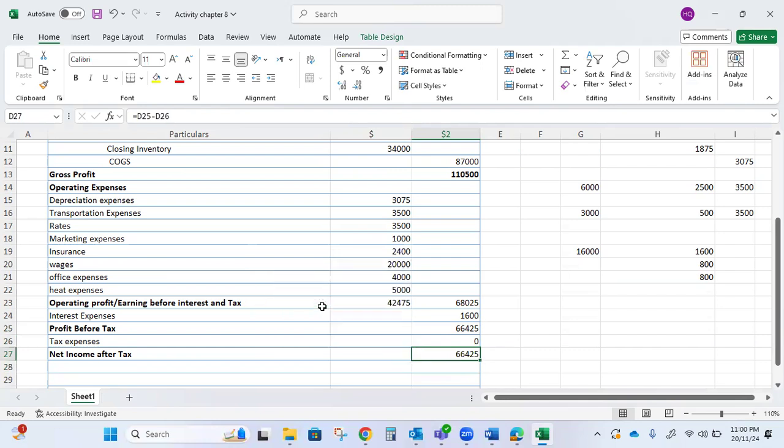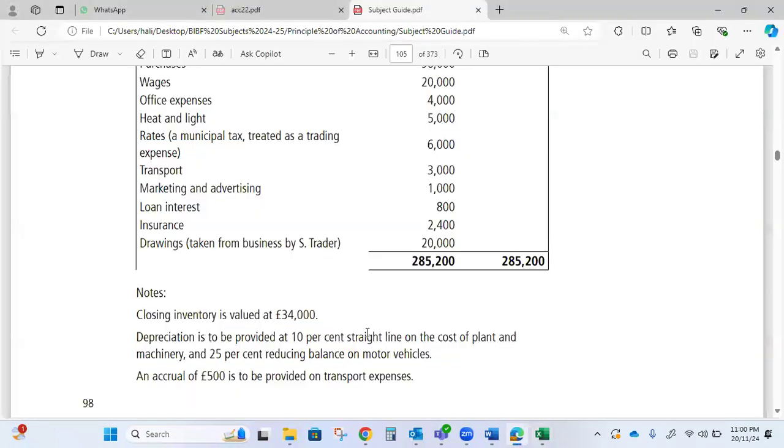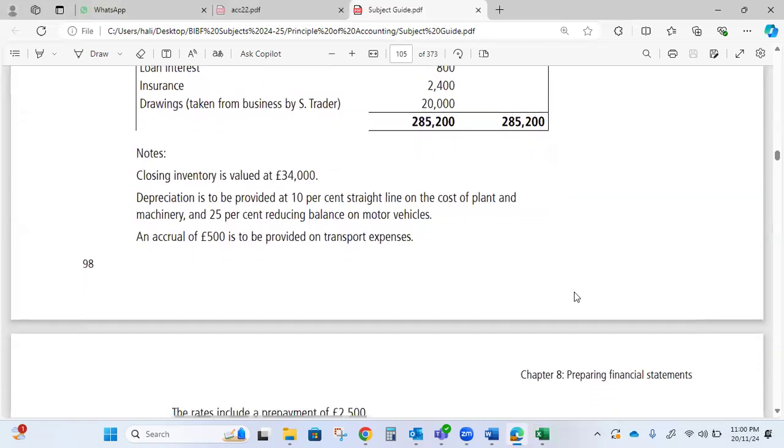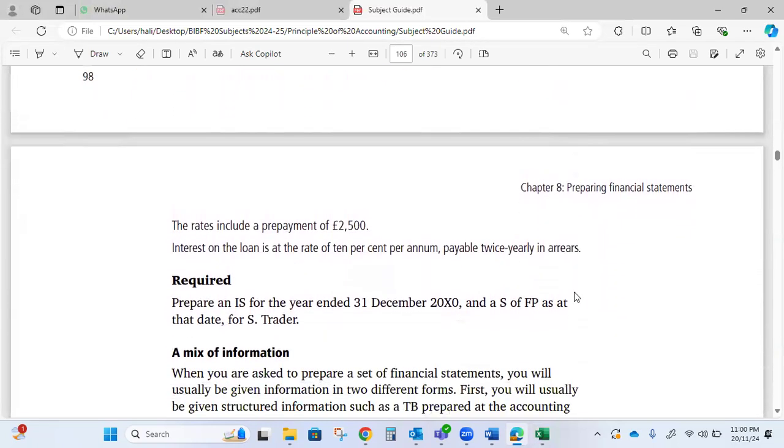So that is what we were discussing about the income statement. We have done the first requirement of this question. Please keep watching the videos. In my next video, we will be solving this same question for statement of financial position. We are just done with the income statement of this question.